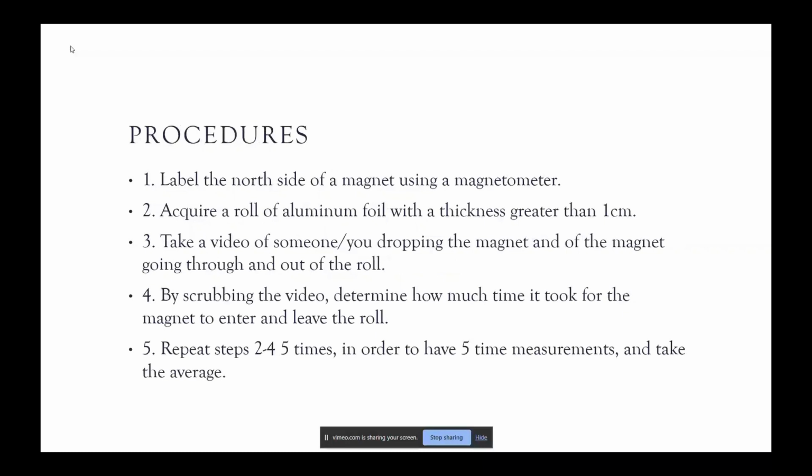The procedures of the experiment are that we first labeled the north side of the magnet, which was determined using a magnetometer on our phone. We acquired a roll of aluminum foil with a thickness greater than 1 centimeter. We took a video of someone dropping the magnet and of the magnet falling through and out of the roll. By stopping the video, we determined how much time it took for the magnet to enter and leave the roll. We then repeated steps 2 to 4 five times in order to have 5 time measurements and take the average of the times.